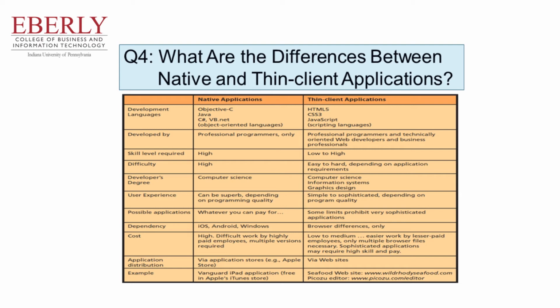CSS3, which stands for Cascading Style Sheet, is used with HTML5 to specify the appearance of content coded in HTML. JavaScript is a scripting programming language that is much easier to learn than object-oriented languages. It is used to provide the underlying logic of the application. Thin client applications are limited by the capabilities of the browser. While browsers are becoming increasingly sophisticated, they cannot offer the full capabilities of the underlying operating system and hardware.